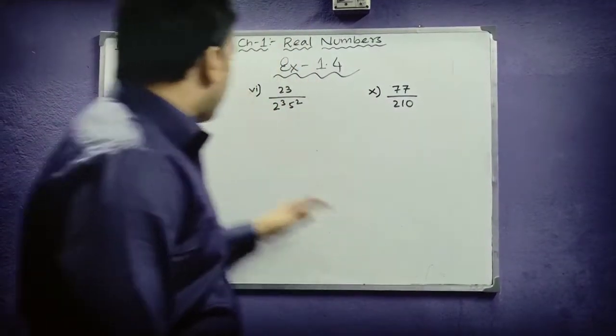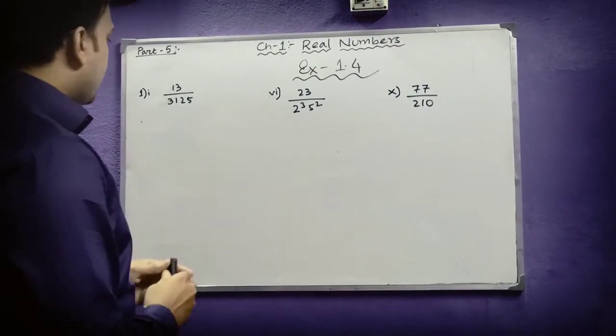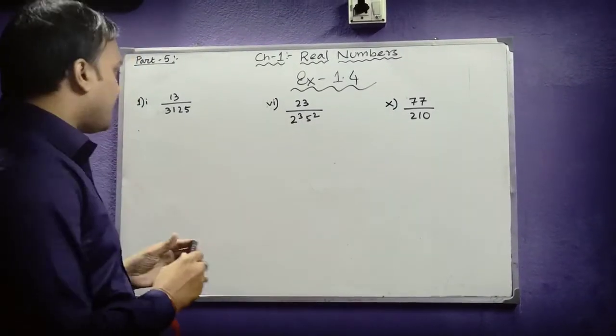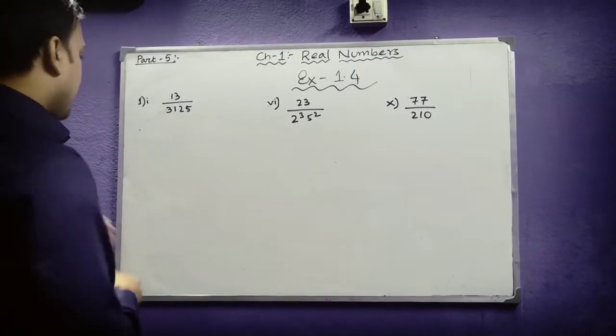So the first question here is 13 by 3125. What we'll do here, the denominator here is 3125. We'll just do the prime factorization of 3125.